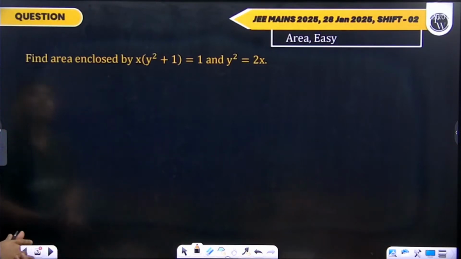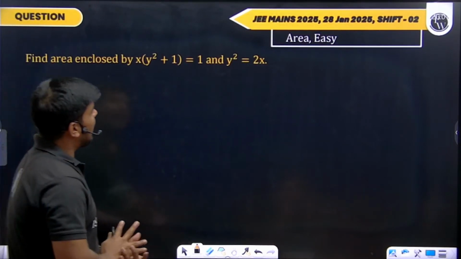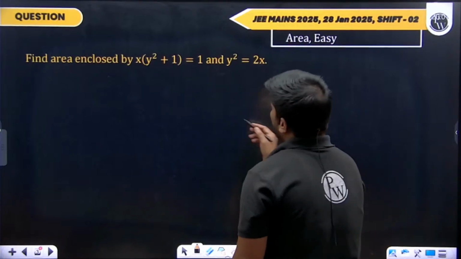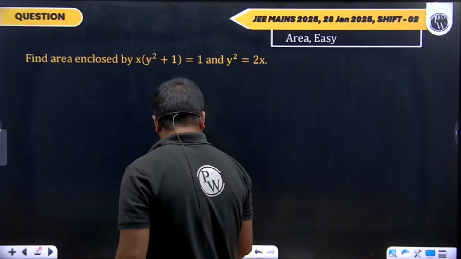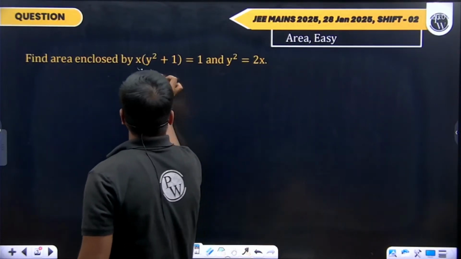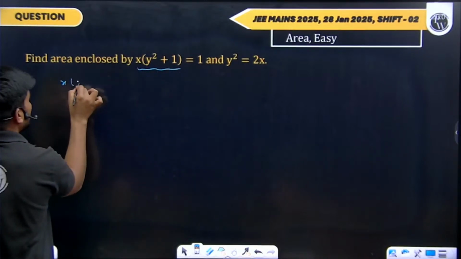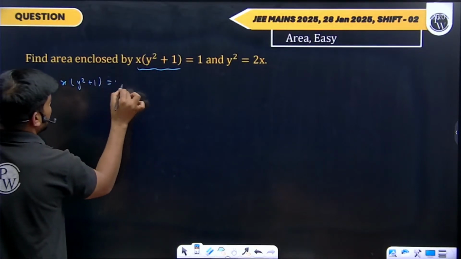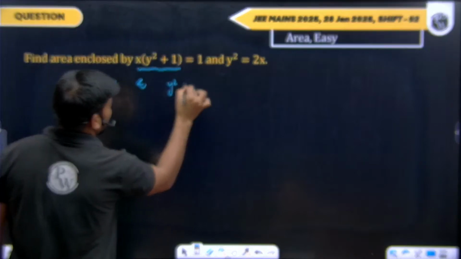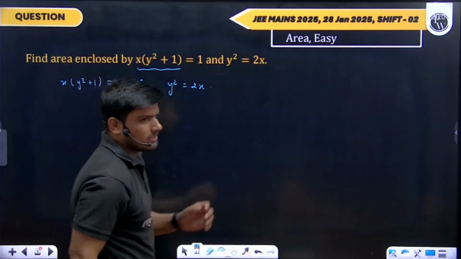This question was based on area under curve. Here two curves are given. The very first curve is x into y square plus 1 equals to 1, and the second curve is y square equals to 2x.